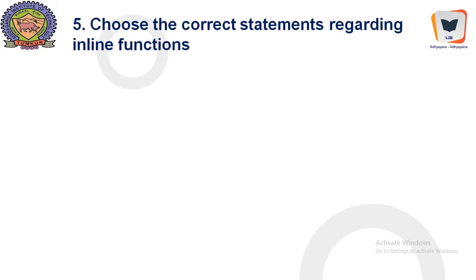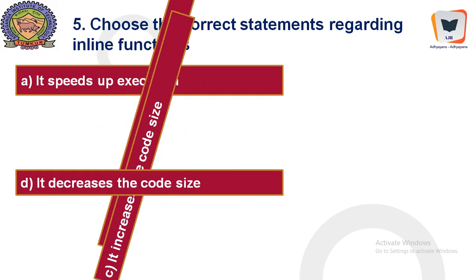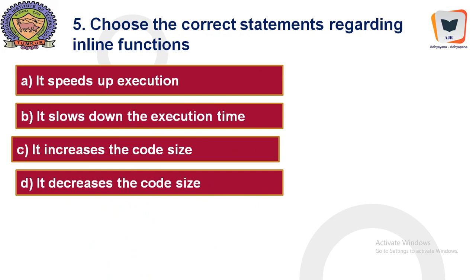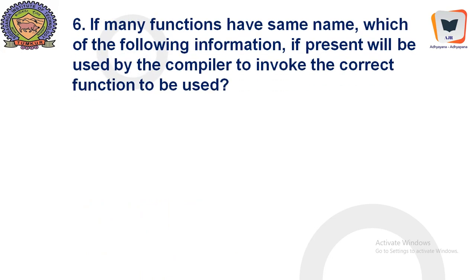Then fifth question, choose the correct statements regarding inline functions. As a precursor to this, in inline functions, each occurrence of the inline function call will be replaced by its body. Of course, there is no function call overhead. Of course, a stack need not be implemented by the operating system. But the size of the code will increase because it makes a complete substitution wherever that function is called. Therefore, it increases the size of the code. That should be the correct answer.